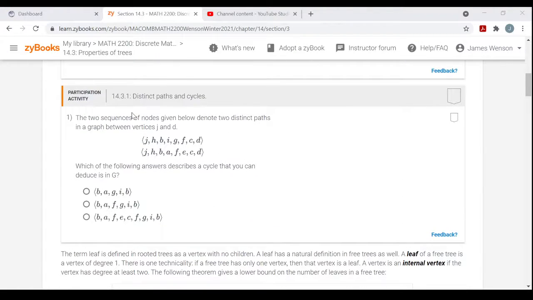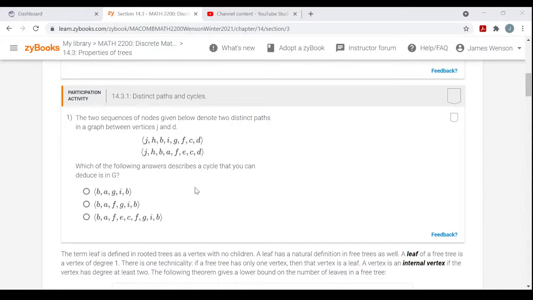Right, so this activity here, for example, we got the two sequences of nodes given below, vertices, nodes, same thing. Notice when they say nodes, they also mean vertices. Given below denote the two distinct paths in the graph between vertices J and D. So which of the following answers describes a cycle that you can deduce is in G?